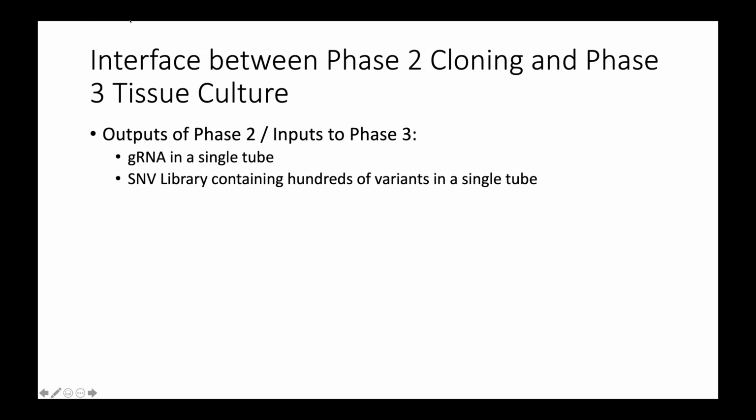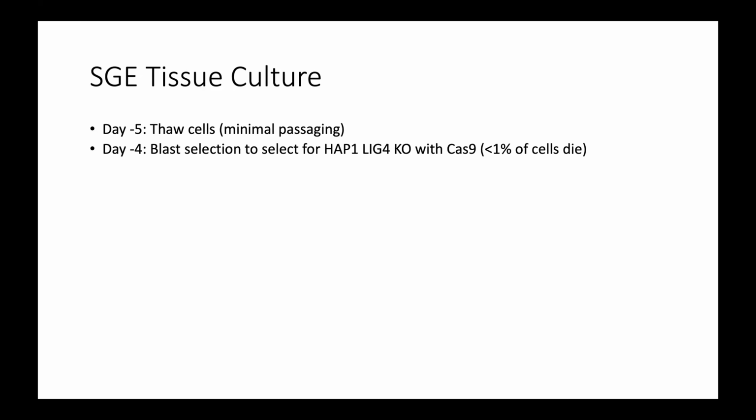And so now at the end of phase 2, you have a guide RNA in a single tube. You have the SNV library that contains hundreds of variants in a single tube. And now you're going to take this to tissue culture. So you're going to start with thawing cells. And why am I telling you about thawing cells? Because HAP1 cells, if you passage them too many times, will become diploid. So you have to be very careful about minimizing the number of passages. In fact, from day -5 all the way to day -1, we don't do any passages. We keep them all on the same plate and we just media swap.